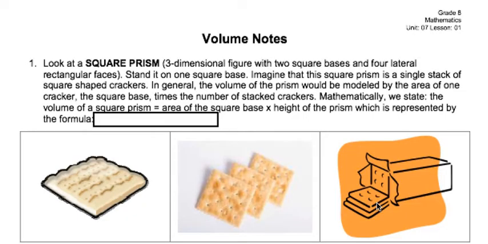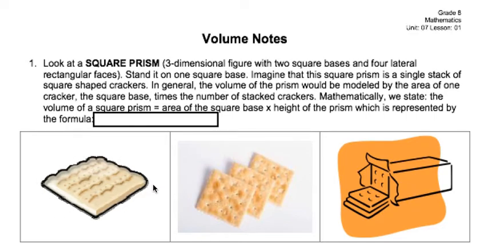Today we're going to take notes over volume. Look at the square prism. A square prism is a three-dimensional figure with two square bases and four lateral rectangular faces. Standing on one square base, imagine that this square prism is a single stack of square-shaped crackers.